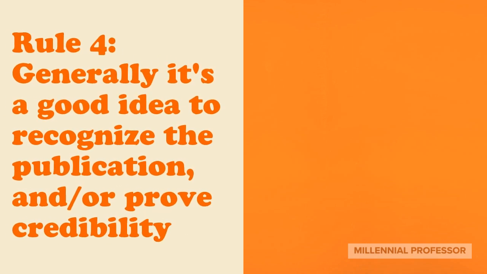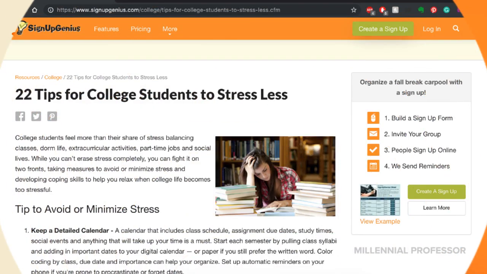Rule 4. Generally, it's a good idea to recognize the publication and to prove credibility. If the website is trying to sell a product, you should avoid it. If the website title is odd or seems at odds with the topic you are researching, you should avoid it.